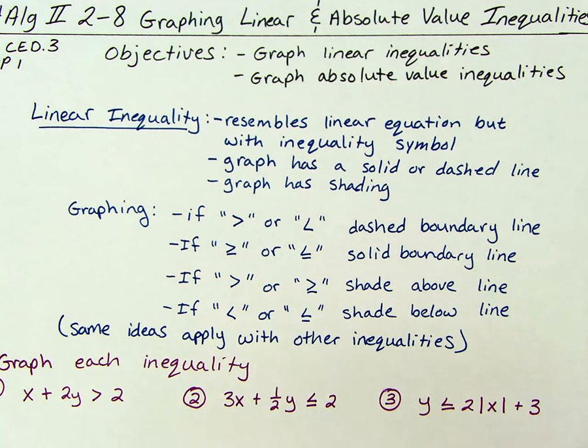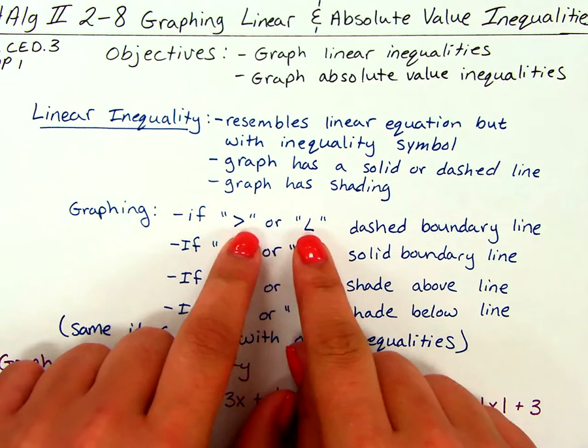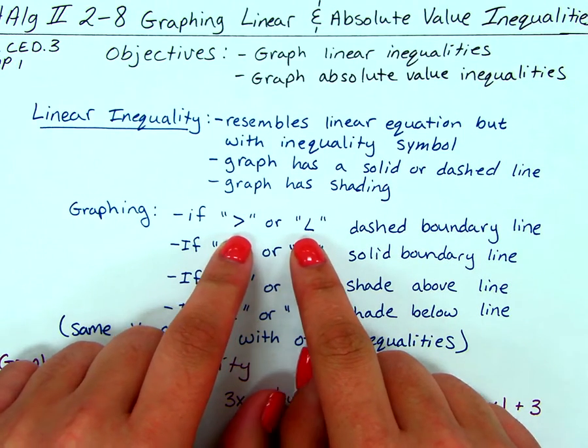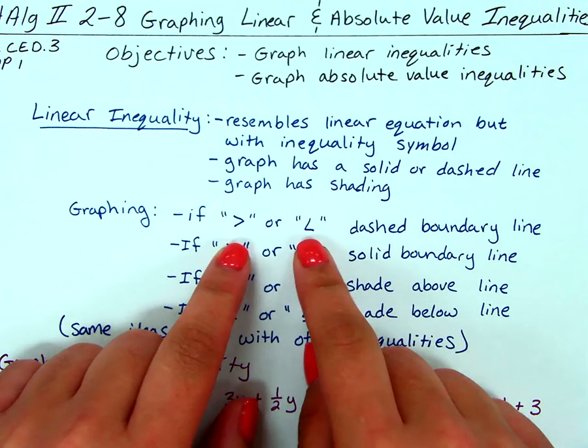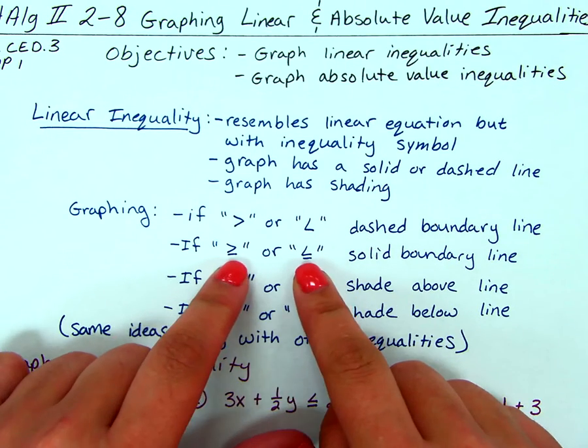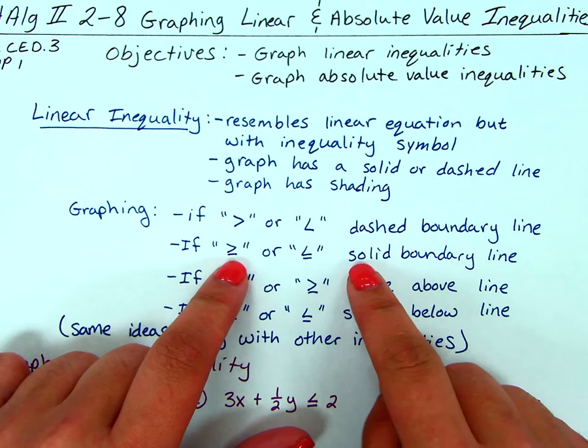But really our rules are the same. If we have a linear inequality, or even an absolute value inequality, the way we graph it is the exact same way we've always graphed it. The only difference is that we are going to add in shading at the end. If we see these symbols, our boundary line, the line that we use to connect our points together, is going to be a dashed line. If the bar is underneath it, it's going to be a solid line.